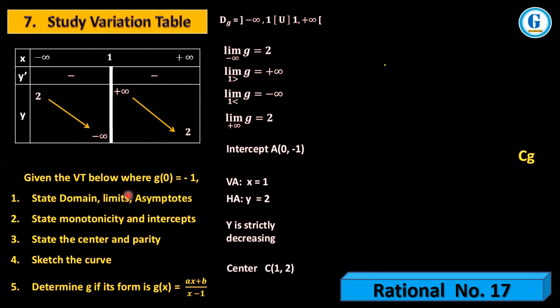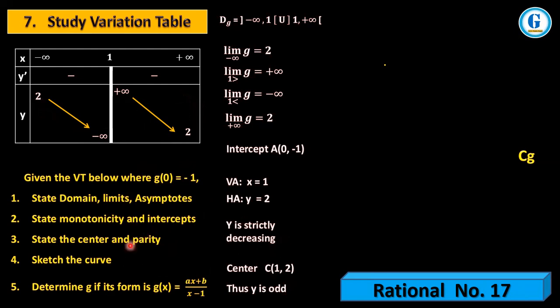Now, what's the parity of this function? I can also state the center. The center is given by the vertical asymptote and the horizontal asymptote. So we have (1, 2). And for the parity, this function should be odd because it has a center of symmetry. If it does not have one, we'll say it's not odd.